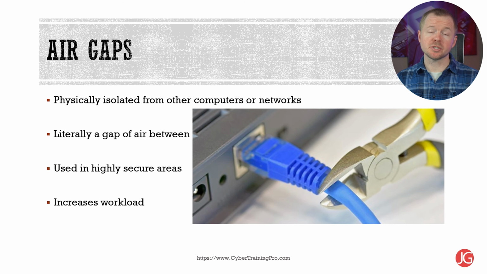Once you're physically in a work area that's considered secure, that doesn't mean that you can just avoid all types of security measures. Physical security is extremely important when it comes to our overall protection measures. Let's talk about some important ways to secure specific areas or rooms of a building. Air gap is a strategy used with highly secure networks where they're physically isolated from another computer or network. There's literally a gap of air between them.